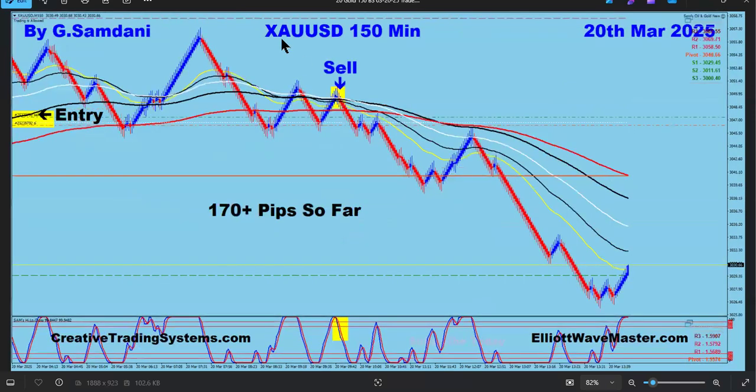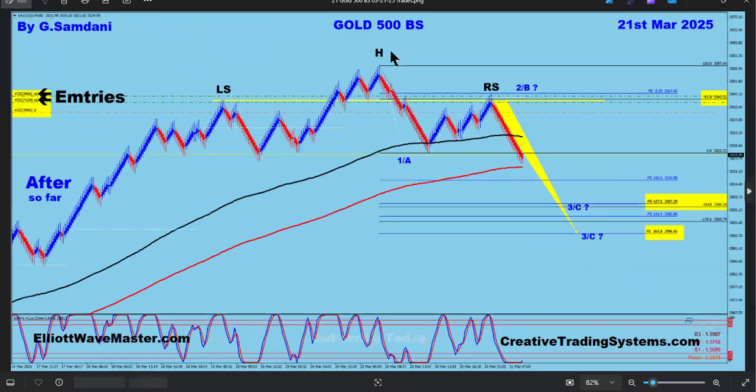Here, gold, right? Beautiful short entry here going down from these sell orders right there on the 20th for 170 pip. Gold. Now this chart, this is the one that I took the trade. A couple of trades here. See this entry and entry, two entries. I said entries, no, not entries, entries. So misspelled there, but yeah.